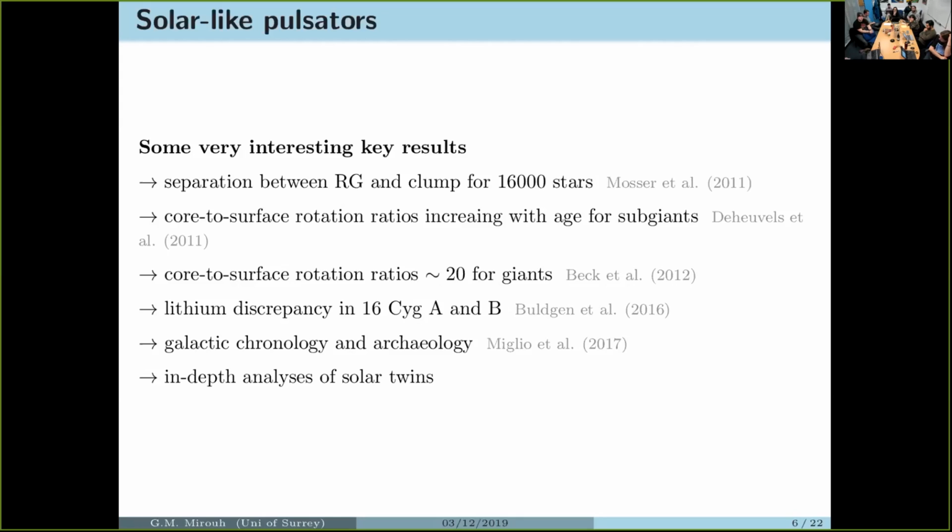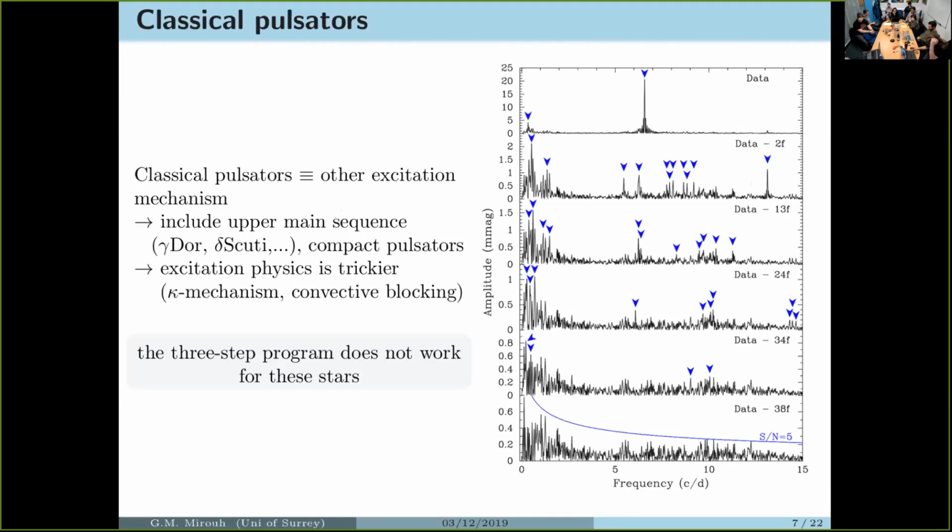We also got some insight, not really solving it, into the lithium discrepancy in 16 Cygni, which are two stars that are very similar to each other, kind of solar twins. Also galactic chronology and archaeology, that's the big thing Andrea is doing in Birmingham. And finally, in-depth analysis of solar twins. I didn't put a reference because there are many and I wouldn't know which one to pick. I don't want to hurt anyone. Okay, so that is for solar-like pulsators.